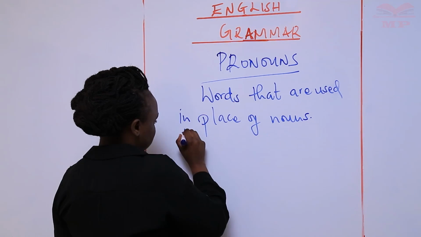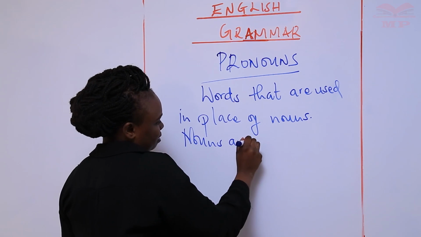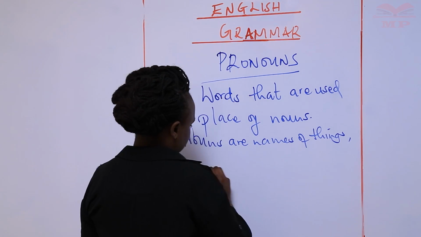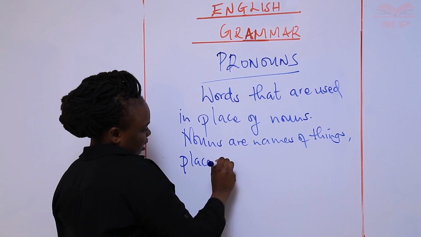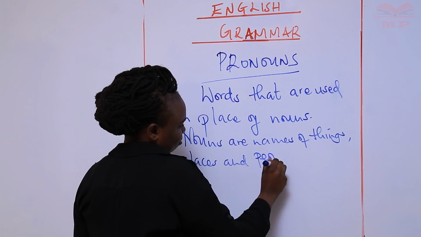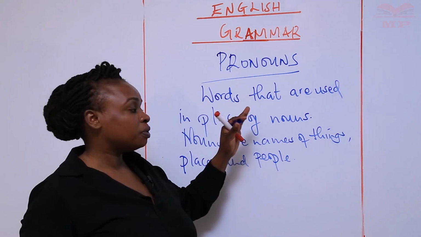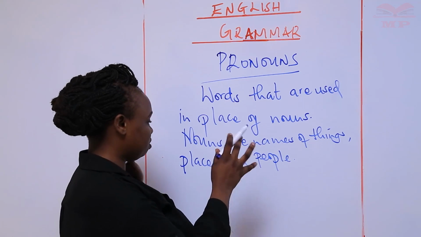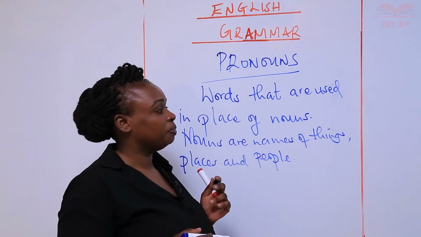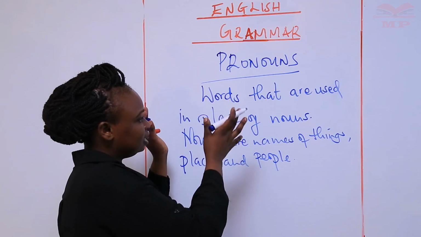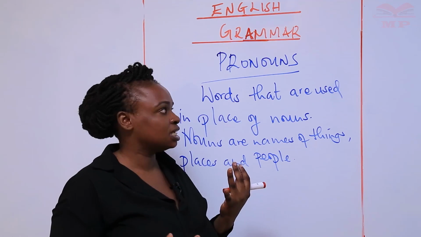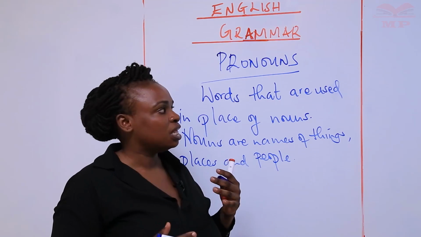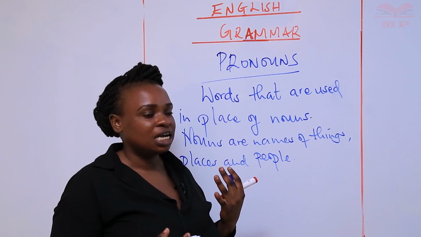Remember, nouns are names of things, places, and people. All right, so pronouns are words that are used in place of nouns, and nouns are names of things, places, and people. So we're going to look at these words that are normally used in place of nouns in their varieties. They are of different types, and from the beginning, right from Form 1 to Form 4, there are a variety of pronouns that you will encounter as you learn English.